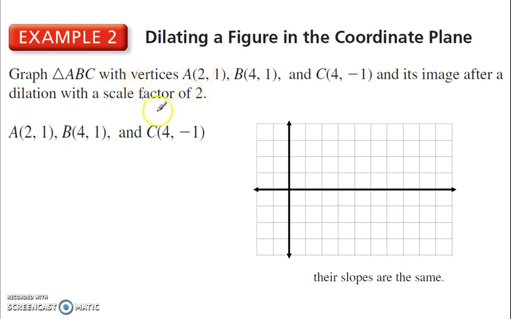Alright, so let's try that. Here's how I would set this up. If we have a triangle, and we're given the coordinates, I would write those coordinates out. Now we're supposed to graph both the triangle and its image after dilation. So 2 and 1, there's A. B is 4 and 1. C is 4 and negative 1. So there's our original.